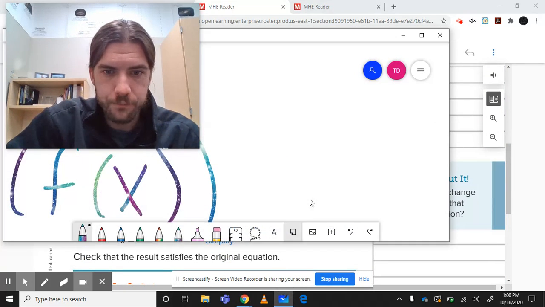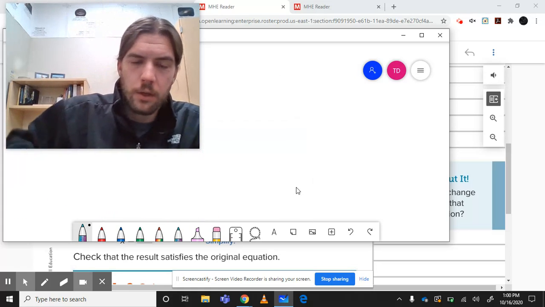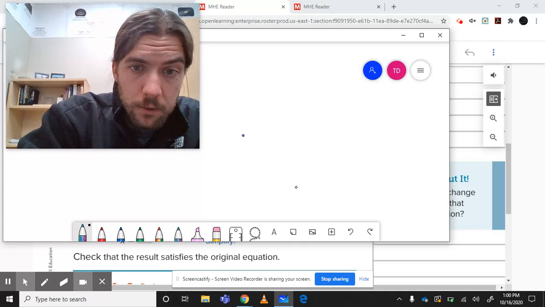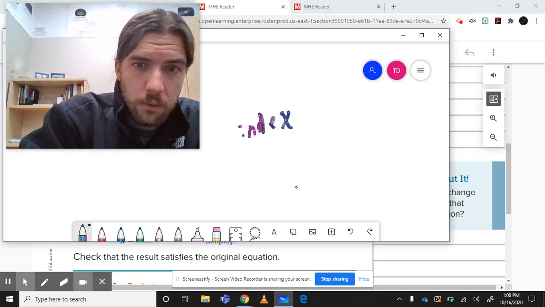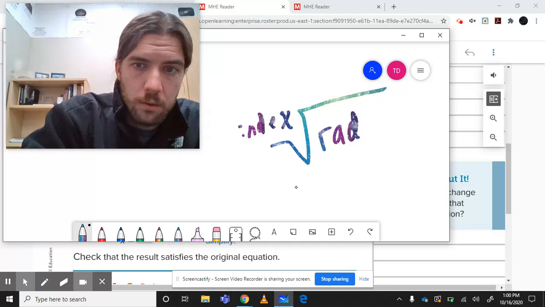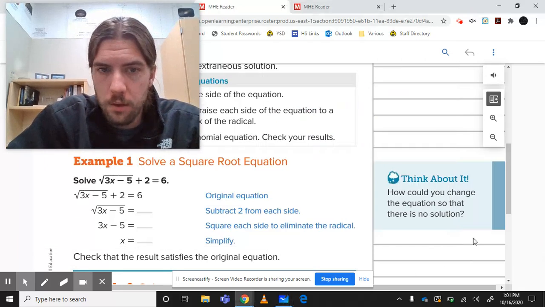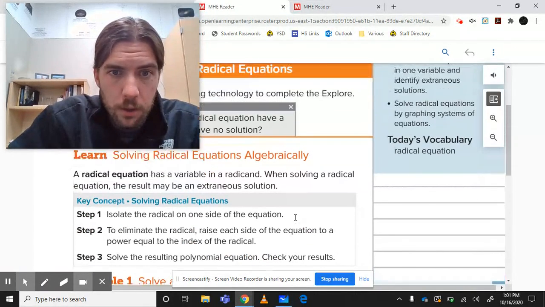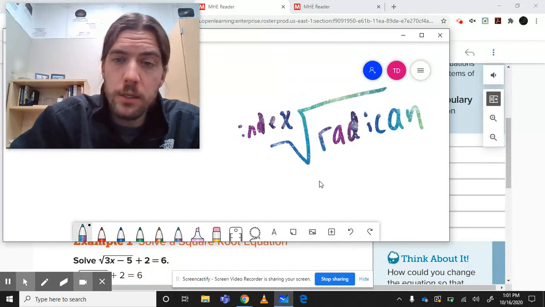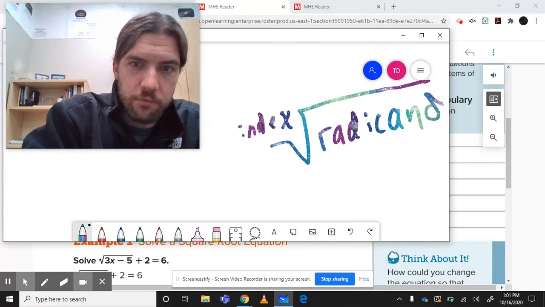Let's see if I can do some labeling here. The index goes right there. Okay, got my vocabulary right. Radicand should have a D there. Okay, so you've got your radicand and you've got your index.